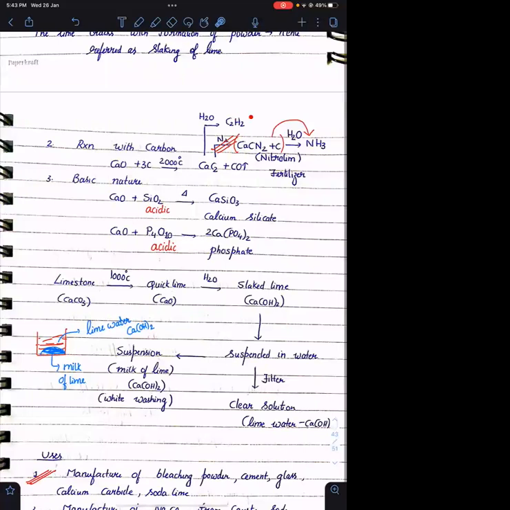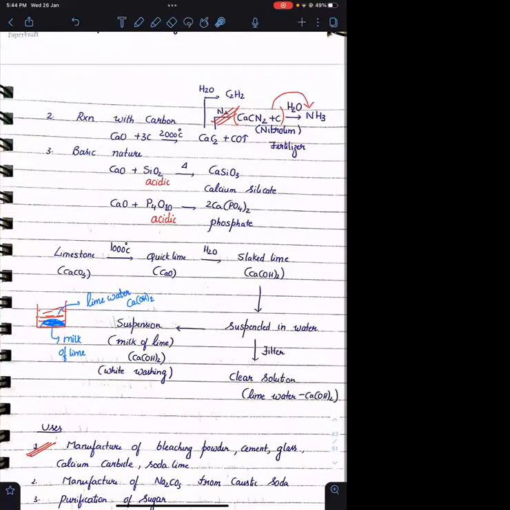Important. This on reaction with N2, it will be forming a mixture called nitrolim. CaCN2 plus carbon. This is called as nitrolim, which on dissolution in water produces ammonia. As a result, it is used as a fertilizer. So nitrolim's composition, how it is prepared, that is also important.